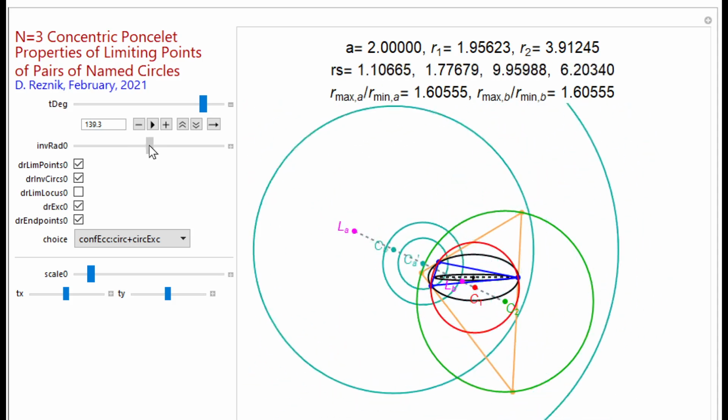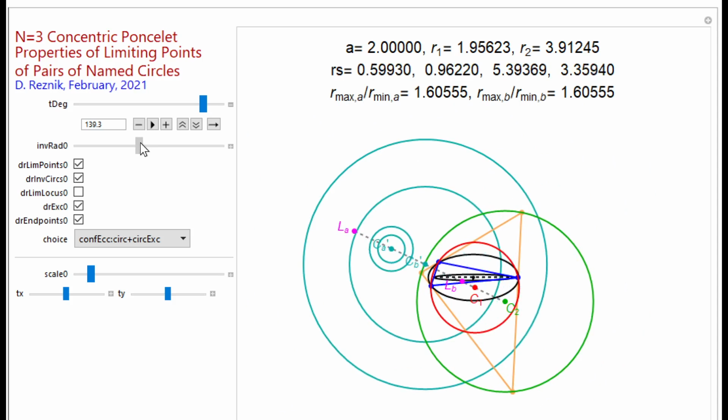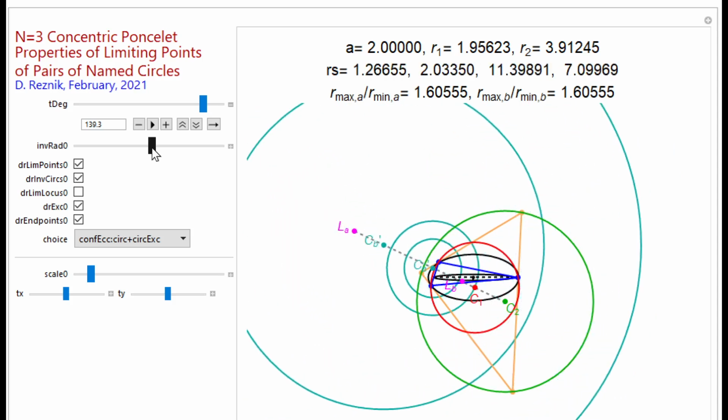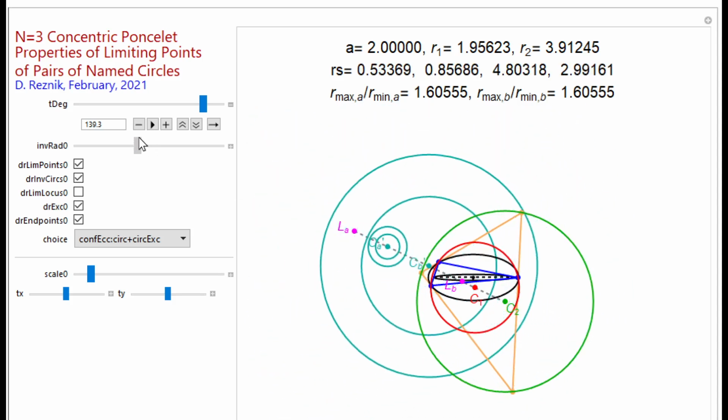So you can see that if I change the inversion radius, I can change the size of these pairs of concentric circles, but the ratio of their radii does not change. The position of their centers also changes, because it's related to the size of the inversion radius.